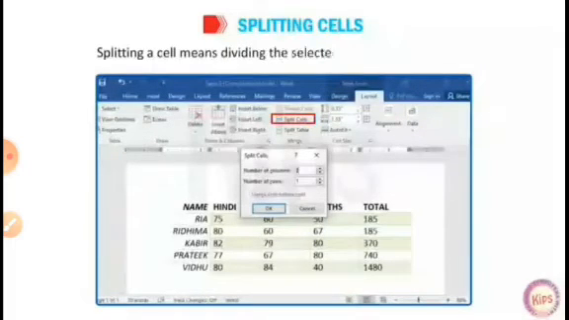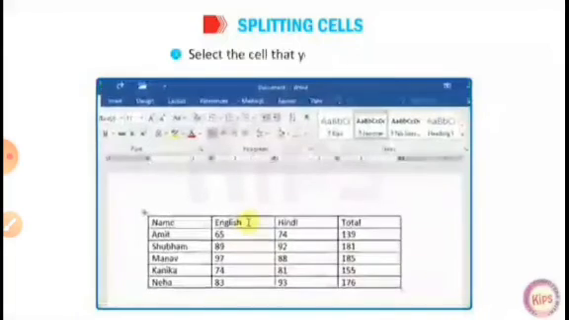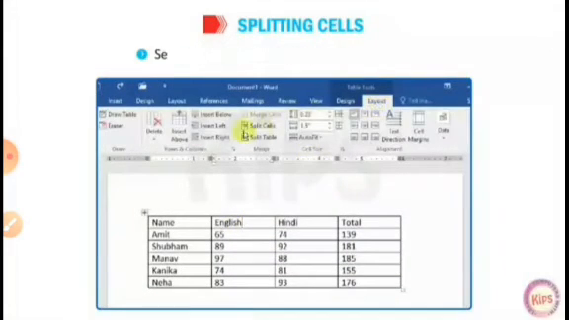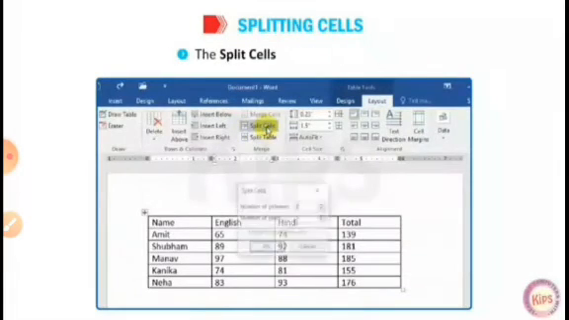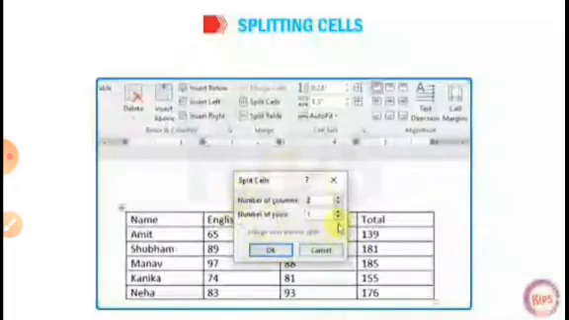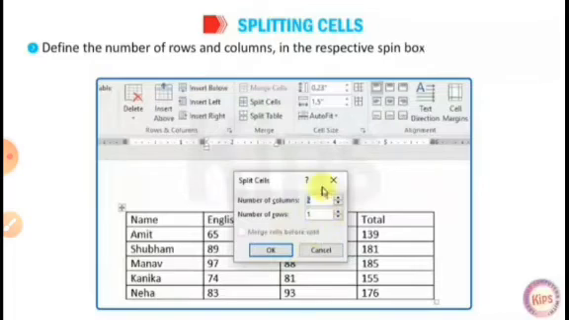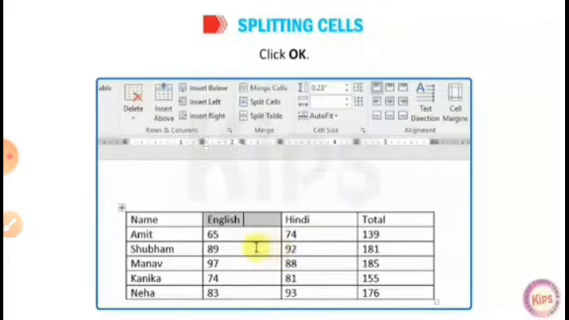Okay students, now splitting cells. Splitting a cell means dividing the cell into parts. To split a cell, follow the given steps. Select the cell that you want to split and click on the Layout tab. Select the Split Cells button in the Merge group. The Split Cells dialog box appears. Define the number of rows and columns in the respective spin boxes into which you wish to split the selected cell. Click OK.